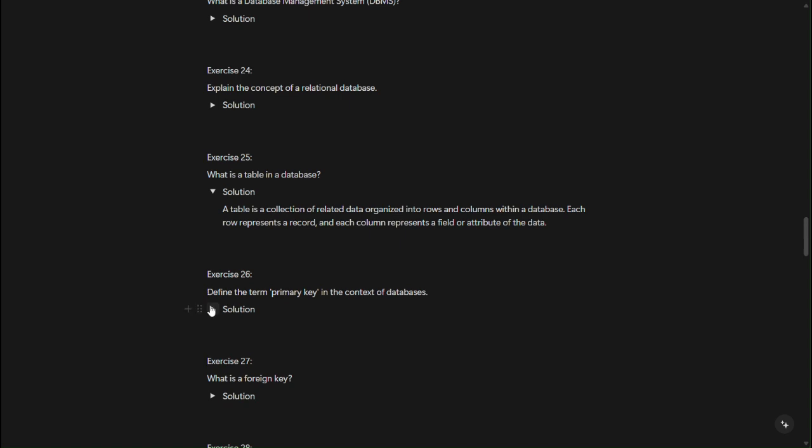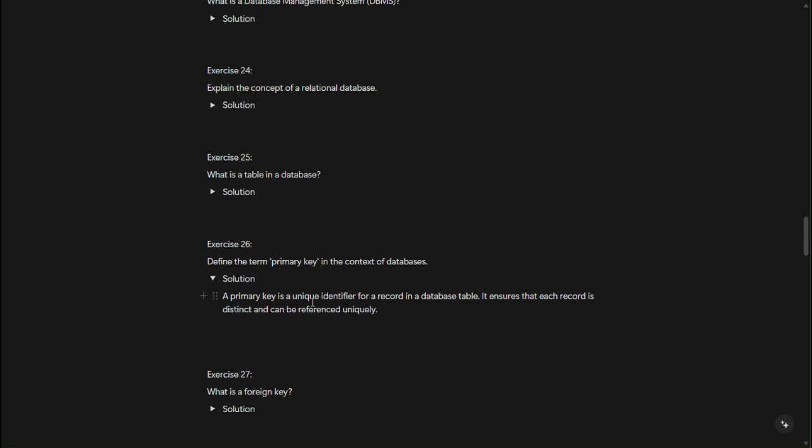Now exercise 23, define the term primary key in the context of database. The primary key is a unique identifier for a record in a database. It ensures that each record is distinct and can be referenced uniquely. This is the importance of the primary key in database.